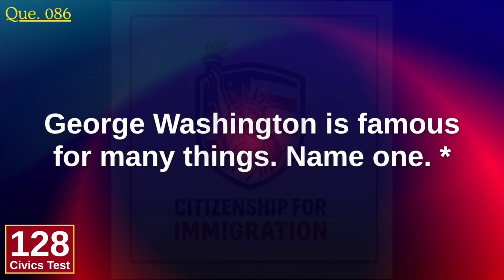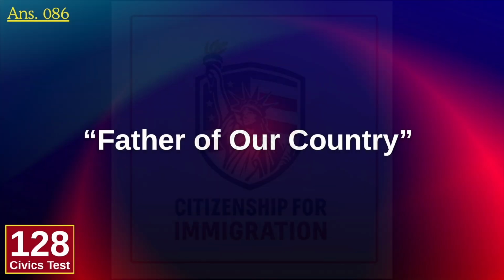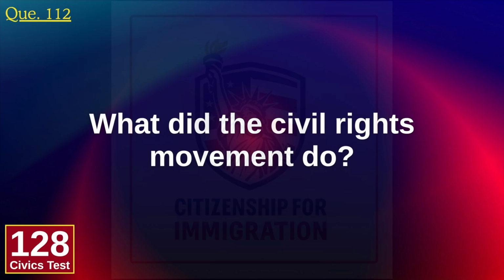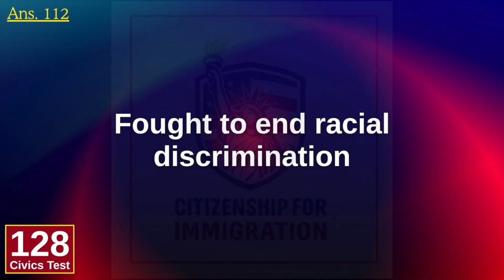George Washington is famous for many things. Name one. Father of our country. What did the Civil Rights Movement do? Fought to end racial discrimination.